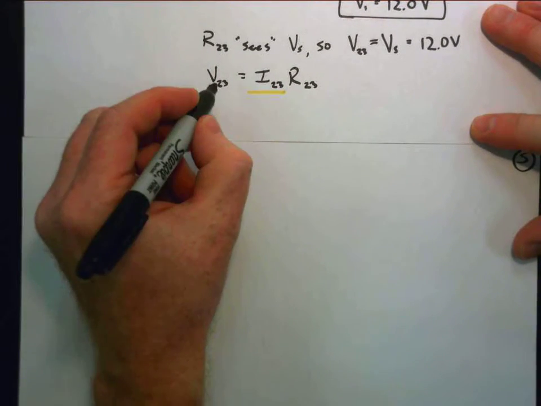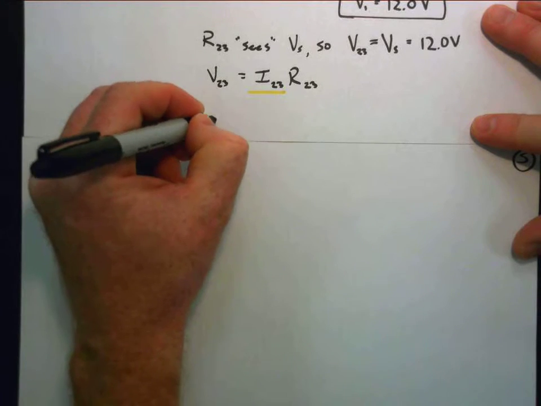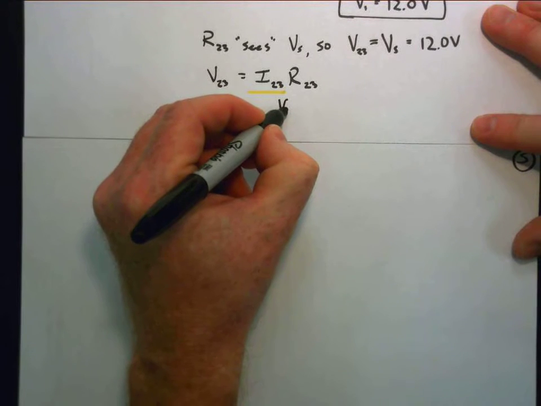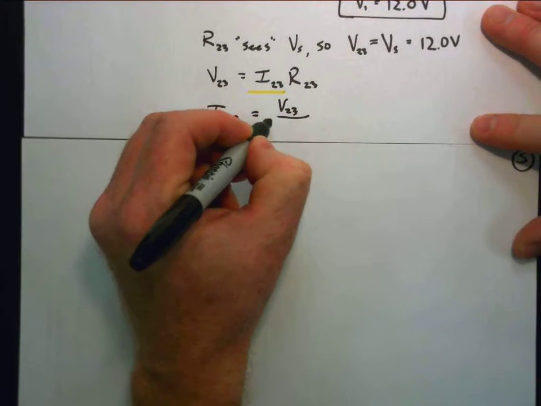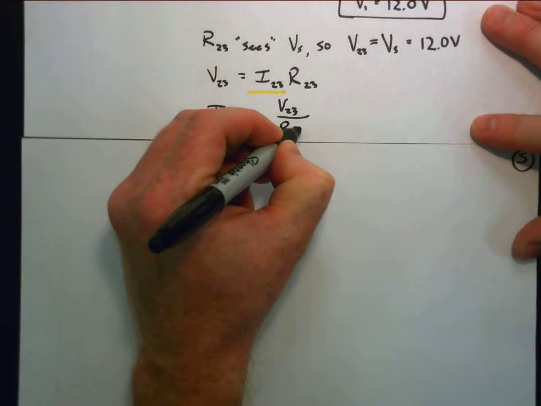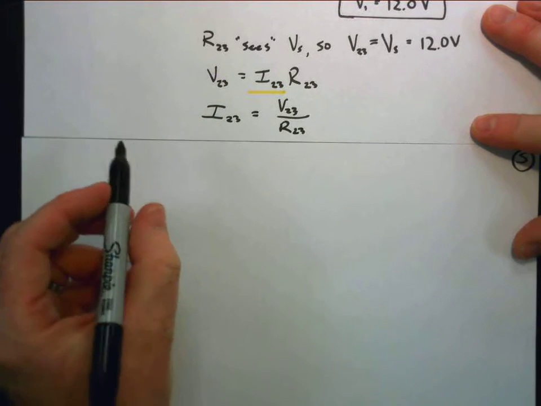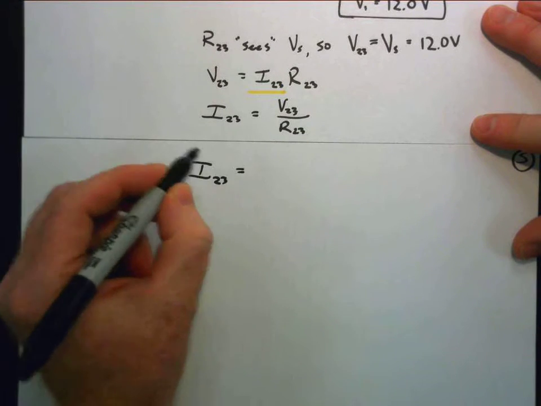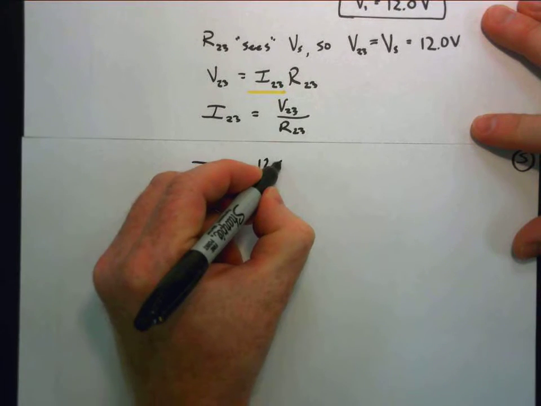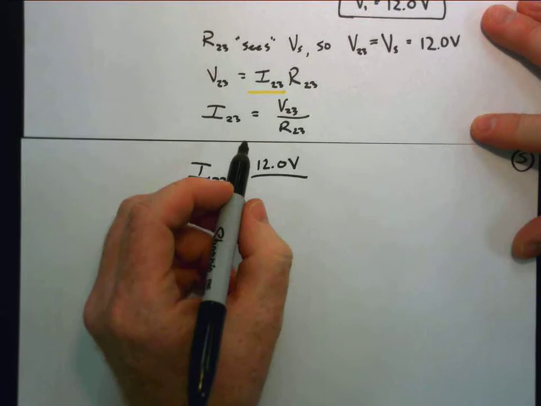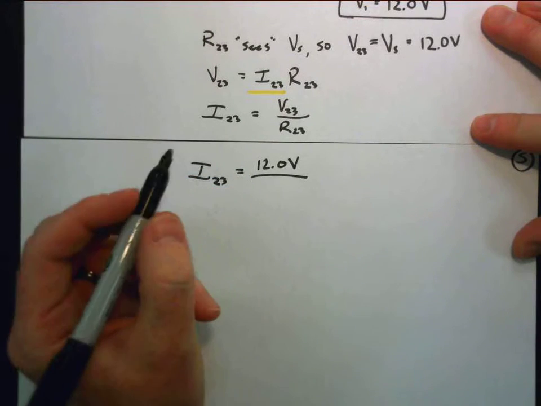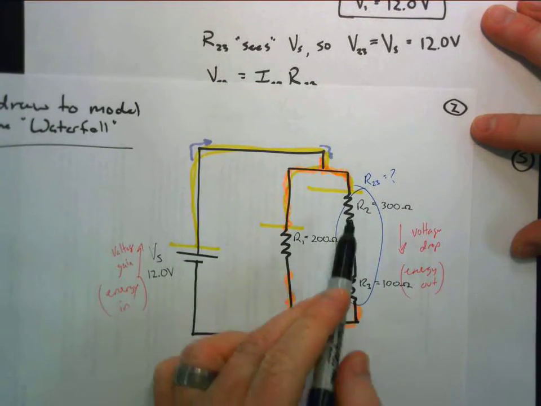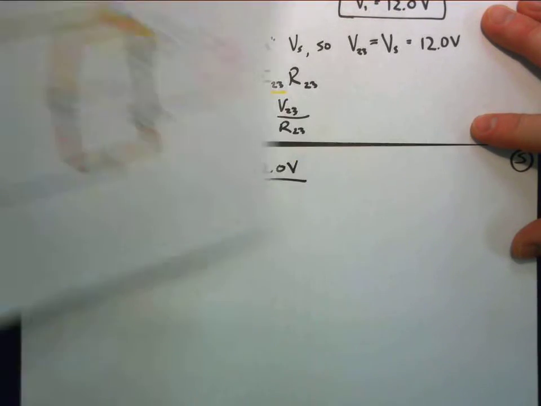I'll continue on here. Okay, so real quick at the bottom of this page, I'm going to rearrange, and this is going to be: current through 2,3 in combo is voltage of 2,3 divided by resistance of 2,3. And so now, what is the current through 2,3? I have my 12.0 volts, and I have my equivalent resistance of 2,3. That's real easy. That was the 400 ohms, right?